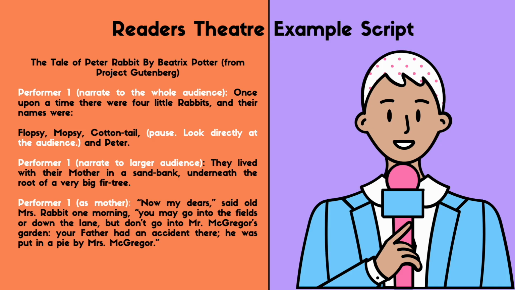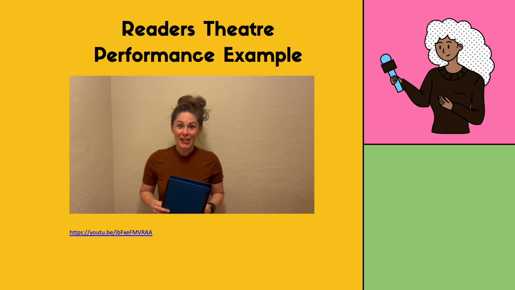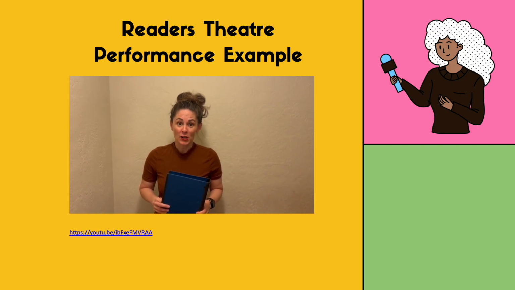Once upon a time, there were 4 little rabbits, and their names were Flopsy, Mopsy, Cottontail, and Peter. They lived with their mother in a sandbank underneath a very big fir tree. "Now, my dears," said the old Mrs. Rabbit one morning, "you may go into the fields or down the lane, but don't go into Mrs. McGregor's garden. Your father had an accident there. He was put into a pie by Mrs. McGregor." This is an excerpt from The Tale of Peter Rabbit by Beatrix Potter, found on Project Gutenberg.